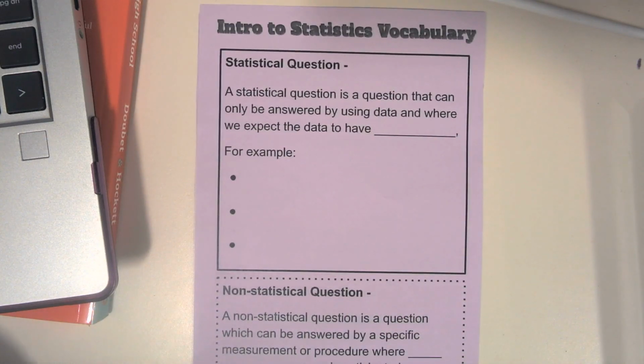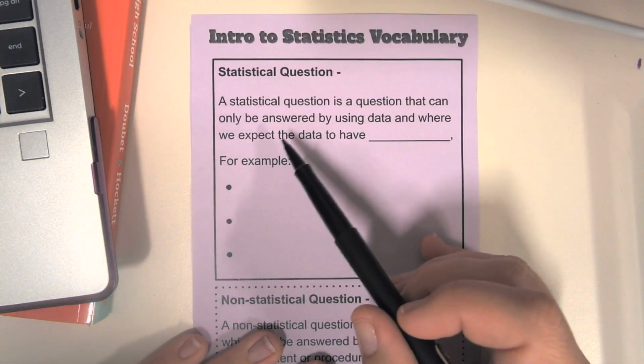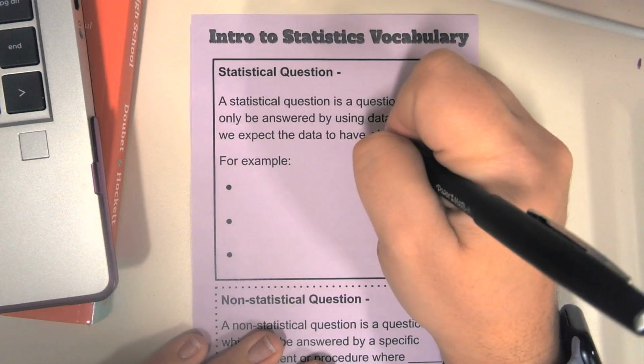We're going to fill these out together, and then we're going to put them into our notebooks, and we're going to go over some of this vocabulary just because a little bit of it is new and some of it is something you've seen before but maybe need a little refresher. We talked at the beginning of lesson 1 about our goal being to be able to determine what a statistical question is, and here's where we've gotten most of the definition for us. A statistical question is a question that can only be answered by using data and where we expect the data to have variability.